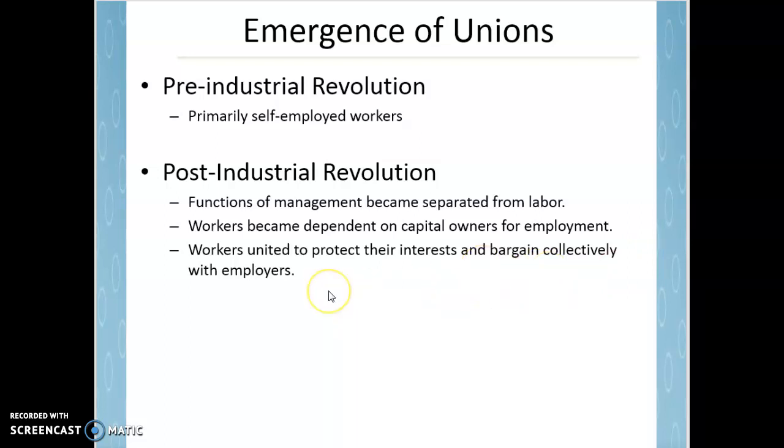Workers became dependent on the capital owners for employment and united to protect their interest and bargain collectively with employers. For the U.S., this took place in the late 1800s, early 1900s, a period known as the Progressive Movement. A lot of influence politically for workers came out of this period. And then they got even more traction during FDR's reign in the Great Depression period.